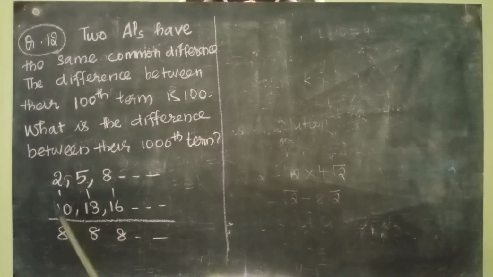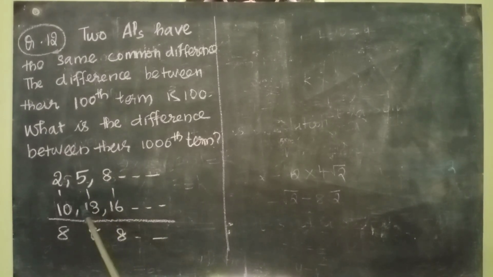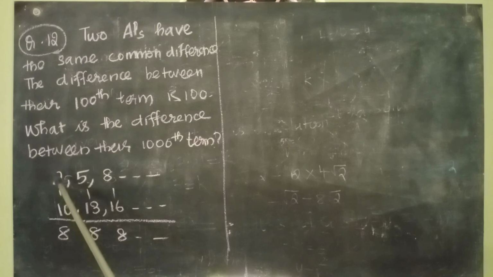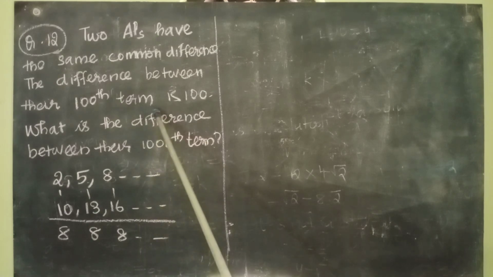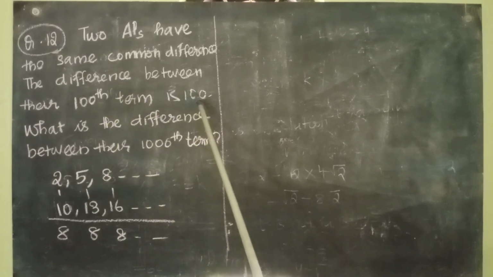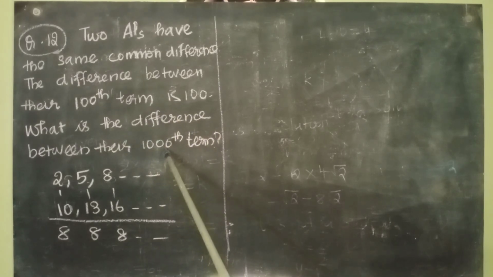The difference of first terms is 8, difference of second terms is also 8, difference of third terms is also 8. So we can conclude if there are two APs with the same common difference, then the difference of the first terms, second terms, third terms, everything will be same. So we can conclude the answer of this question. If the difference of 100th term is 100, then the difference of 1000th term is also 100.